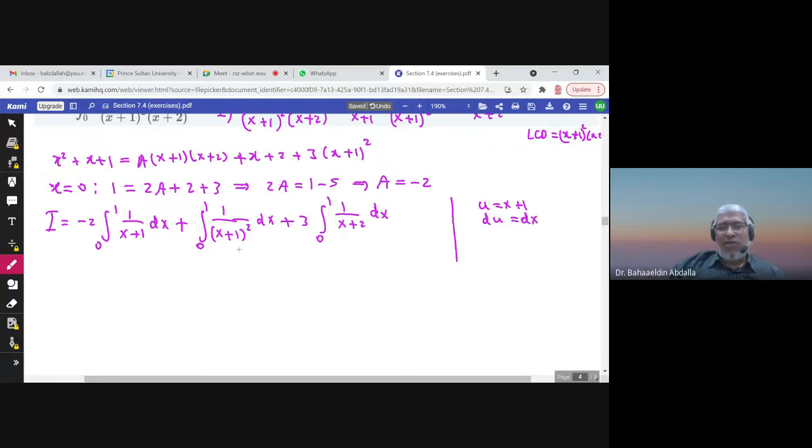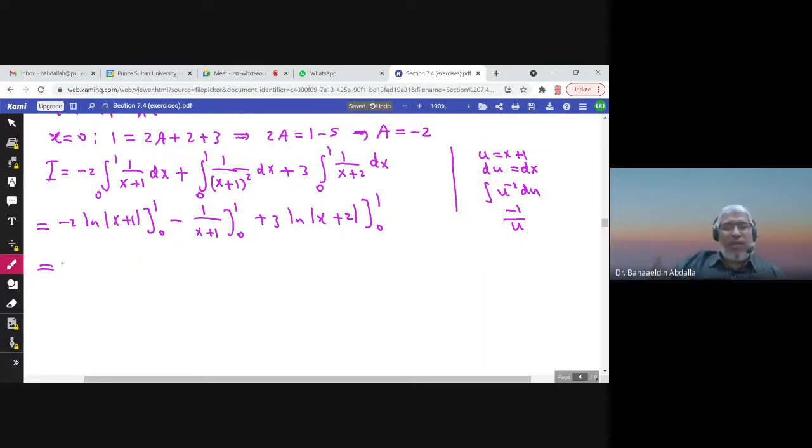du would be dx. So it would be u to the power negative 2, and the integral would be u to the power negative 2 du, and the integral would be negative 1 u to the power negative 1 over negative 1, or negative 1 over u. So I'll have negative 2 ln absolute value of x plus 1 from 0 to 1. And here I will have negative 1 over u, which is x plus 1 from 0 to 1. And here ln x plus 2 from 0 to 1.